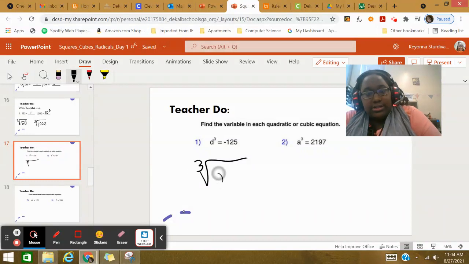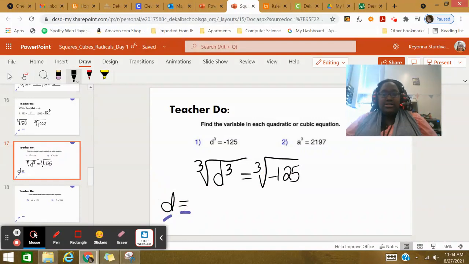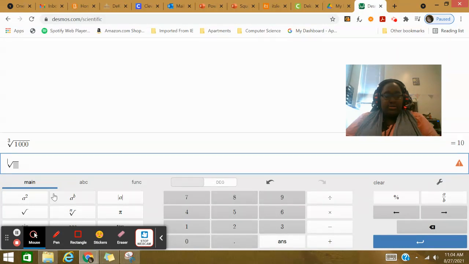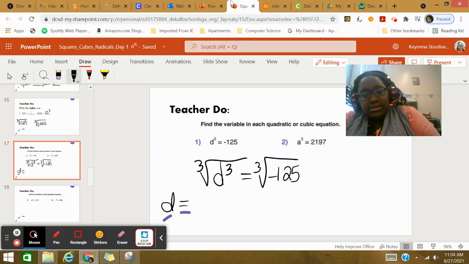of d to the third power is equal to the cube root of negative 125, which again will give me my answer. So I'm going to write the answer here. Let's go back to Desmos. I'm going to hit the blue button to get a new line. I'm going to hit this nth root button. I'm going to type in 3. Then I'm going to type in negative 125 under the radical. And my answer is going to give me a negative 5. So this one I get d is equal to negative 5.